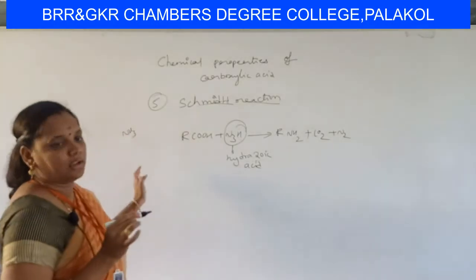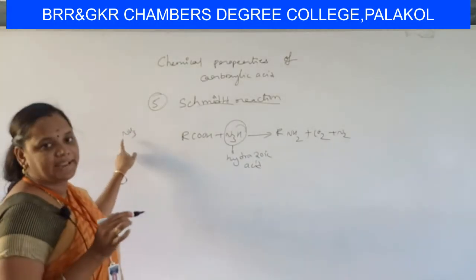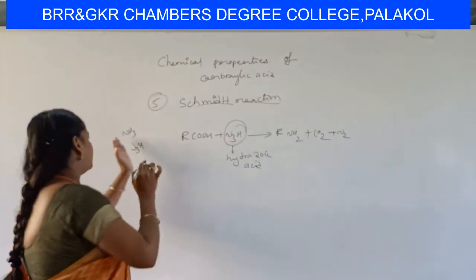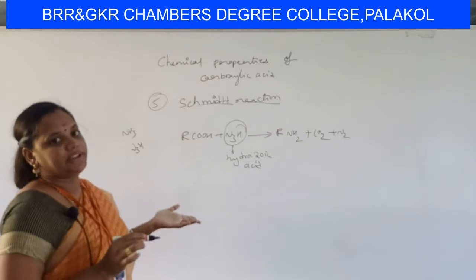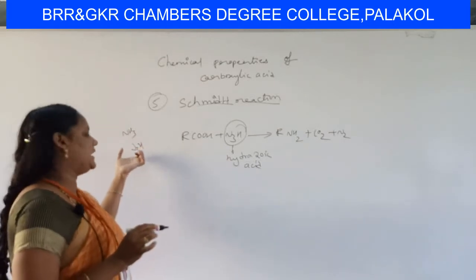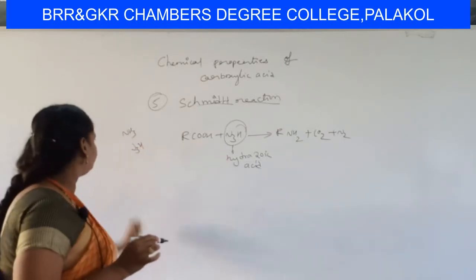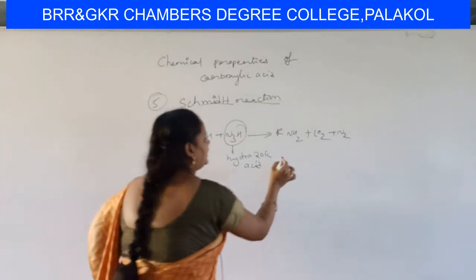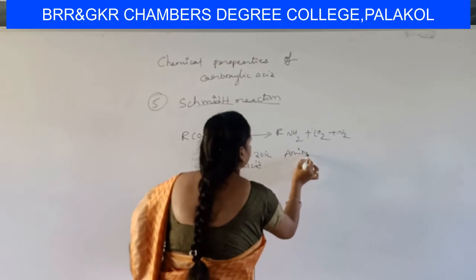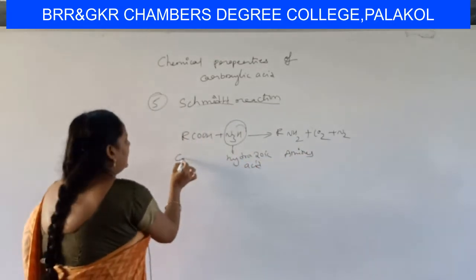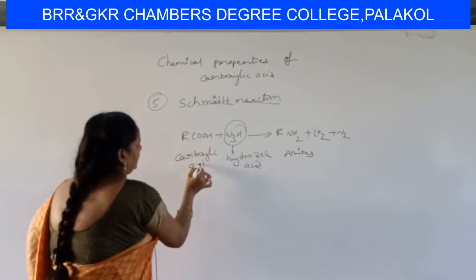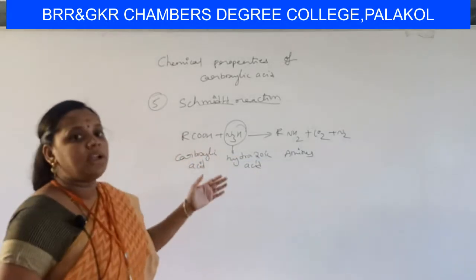Remember from ammonia: for ammonia, you will write NH3. For hydrazoic acid, we will write N3H, just reverse. I will remember the formula of hydrazoic acid in this way. This is called hydrazoic acid. So they are converted into amines. In the Schmidt reaction, carboxylic acids are getting converted into amines.